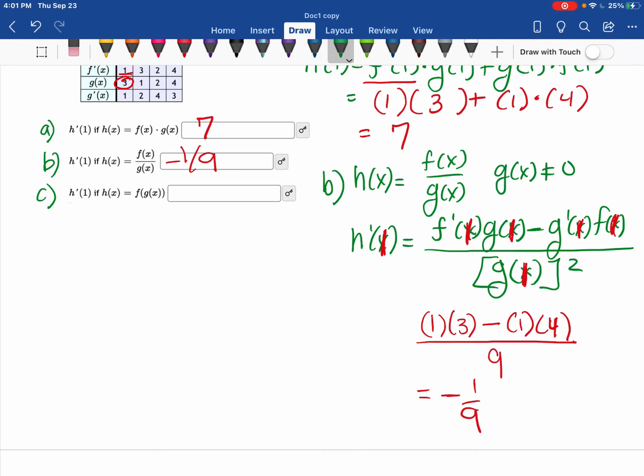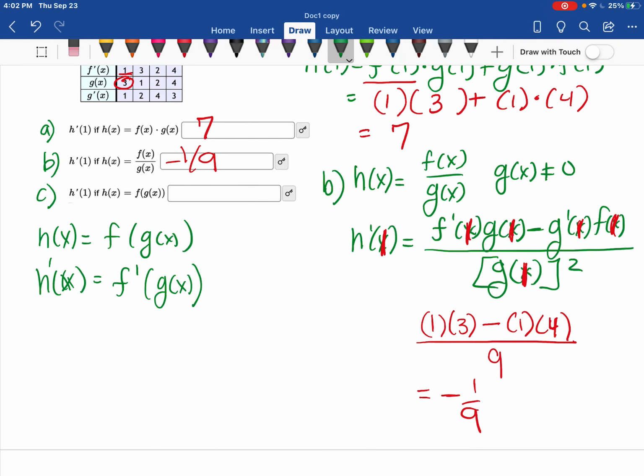Last part, part C, I'm going to find the derivative of h of x when h of x is defined as a composition function, f of g of x. Using the chain rule, when I find the derivative of h of x, I would find the derivative of f evaluated at g of x, but then using the chain rule, I have to multiply by the derivative of that inner function, which would be g prime.